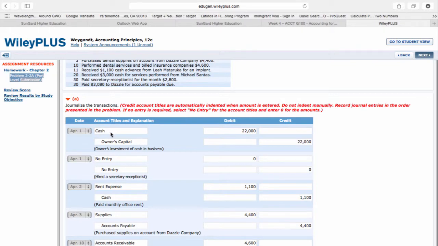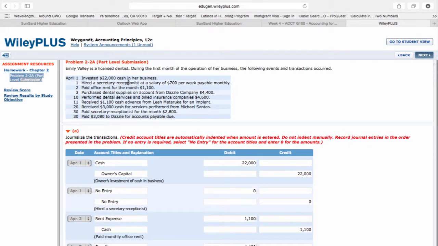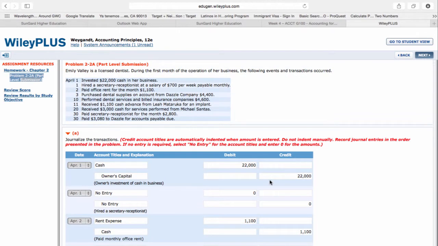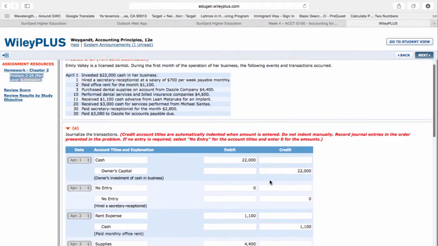So you have to determine which 2 accounts are affected and which one's a debit and which one's a credit, and you have to record it accordingly. Remember that each of you has the same problem but with different numbers. And I do that on purpose so that you do not copy each other in one form or another, okay? It's for you to be doing your own work.